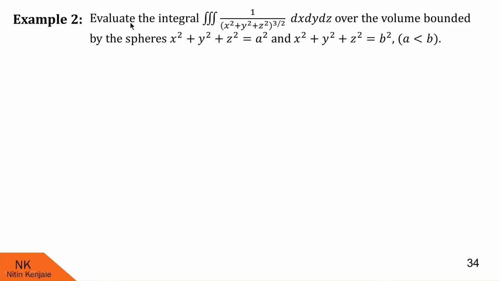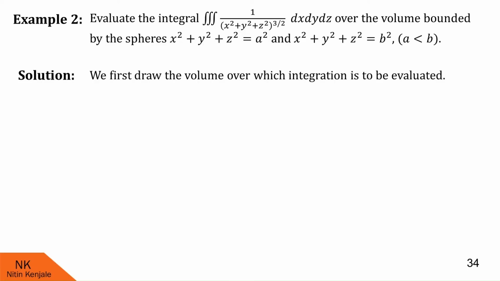Here we are asked to evaluate the triple integral of 1 upon (x square plus y square plus z square) raised to 3 by 2, dx dy dz, over the volume bounded by the spheres x square plus y square plus z square is equal to a square and x square plus y square plus z square is equal to b square, where a is less than b. Let us see the step by step solution.